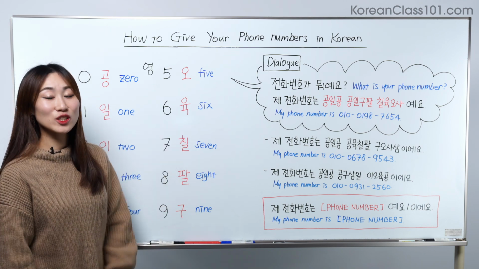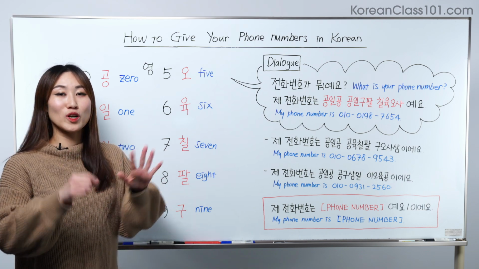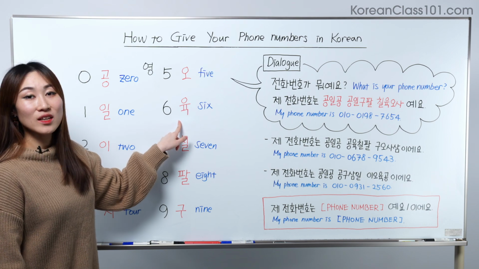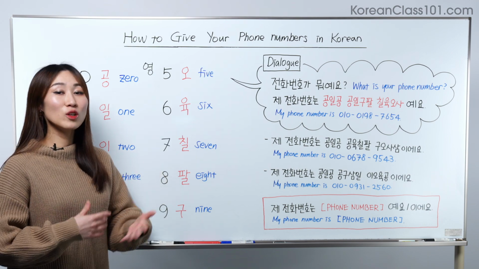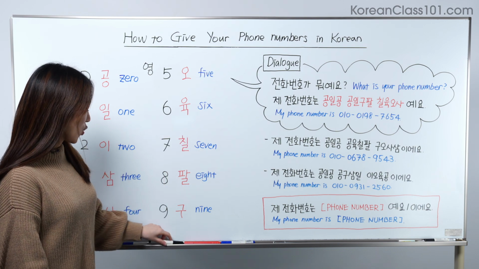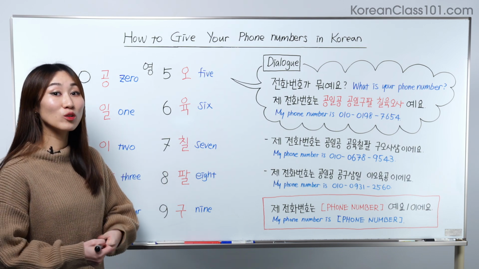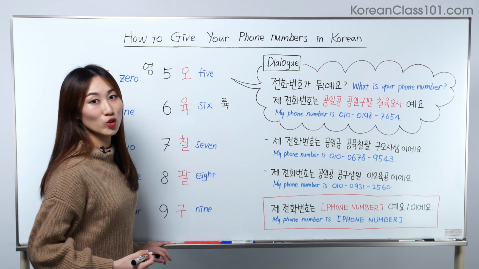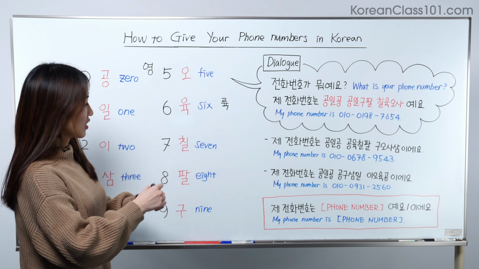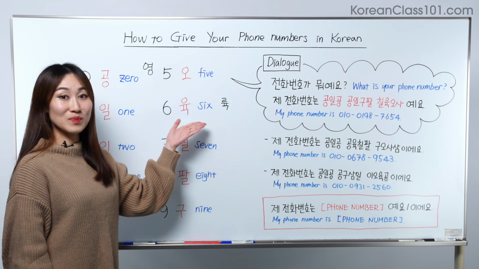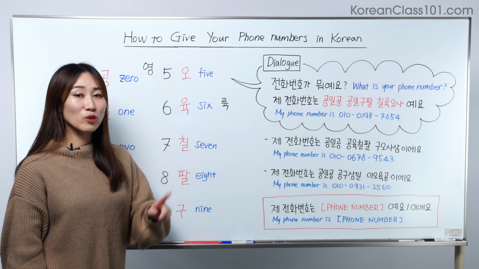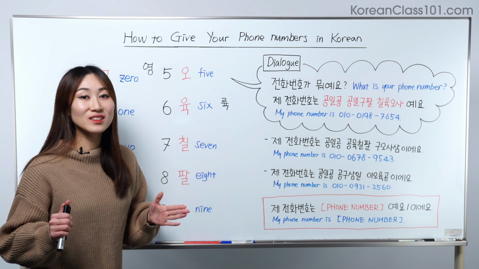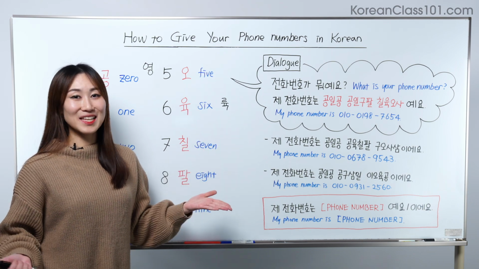6 is 육 in Korean. By the way, if you use 육 at the beginning of the word, we just say 육, but when this 육 comes in the middle of the word, we often pronounce it like 륙. But it means exactly the same. It just means 6. So please remember, when Korean people pronounce 6 as 륙 in the middle of the word, you just know it means 6.